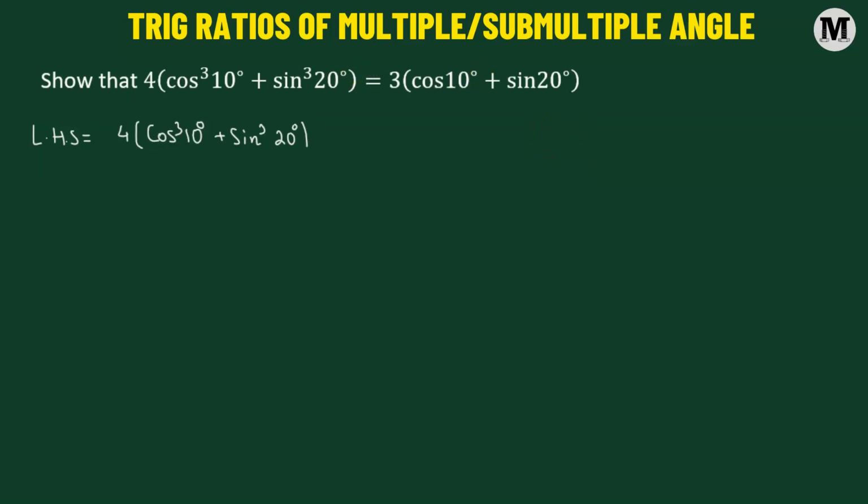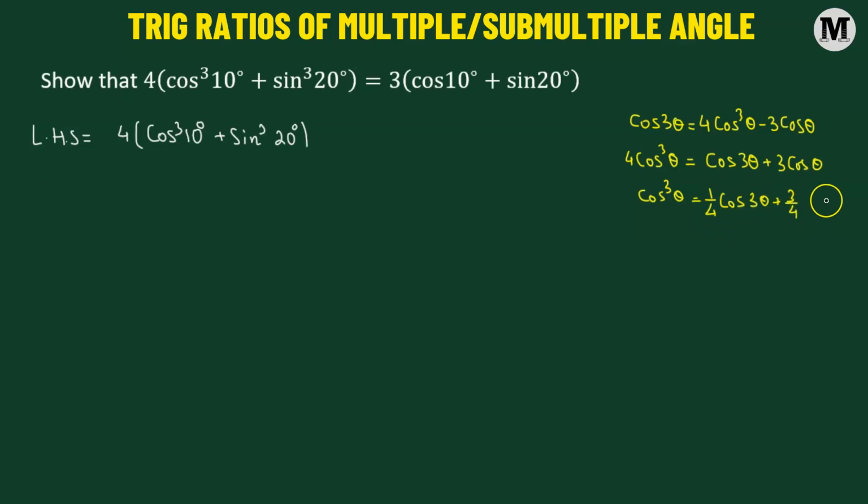We know that cosine of the angle 3 theta is equivalent to 4 times cosine cubed theta minus 3 cosine theta. Now we're going to isolate 4 cosine cubed theta. This will be equal to cosine of 3 theta added to 3 times cosine theta. Now dividing each term by 4, we get cosine cubed theta equals 1 over 4 times cosine of 3 theta plus 3 over 4 times cosine of theta.